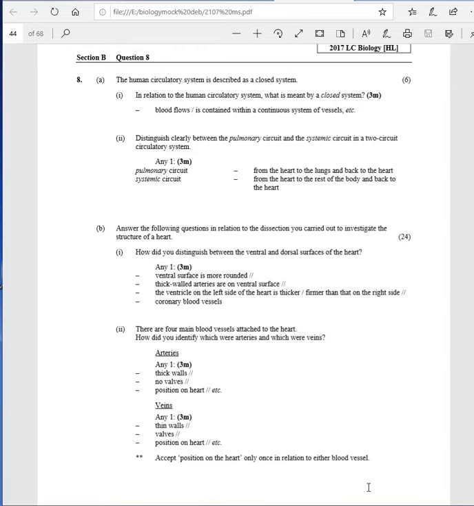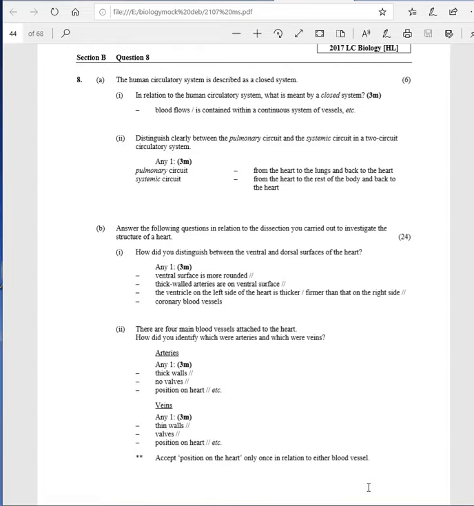So basically, how I would answer that, as I say, I pinched the heart and I worked out left and right side. It's the most simplistic answer. There are 4 main blood vessels attached to your heart. How did you identify which were arteries and which were your veins?